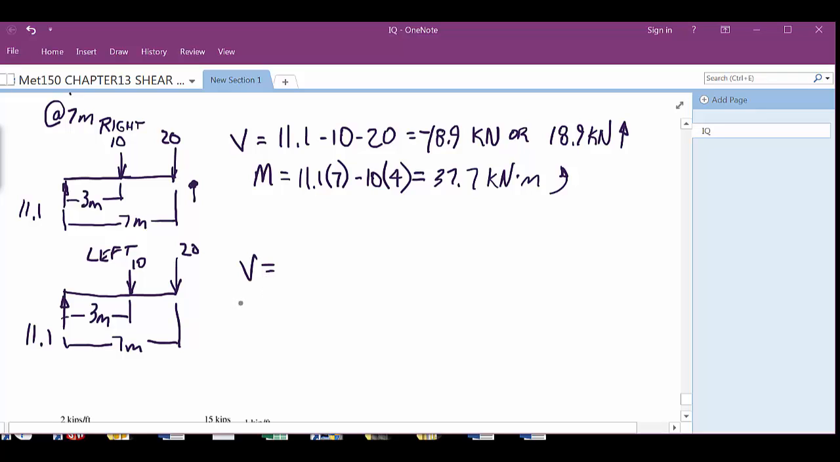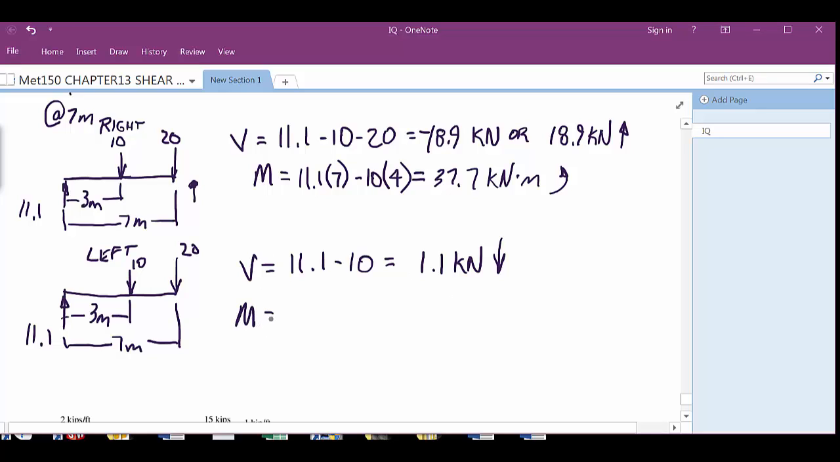Well, what if we're looking at that to the left? We're to the left side of this 20 now, right? We're talking not even a thousandth of a millimeter, I guess, in this case. We're just to the left of it. So if we're just to the left of it, we can't count the 20. So we've got 11.1 going up minus 10. That's it. 1.1 kilonewtons. It is a positive value, so the internal shear is going down, isn't it?